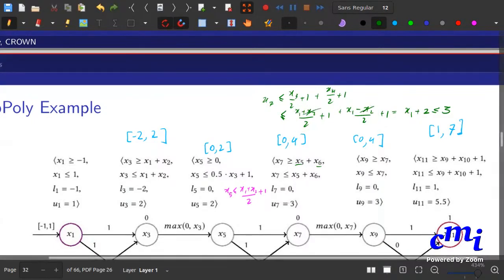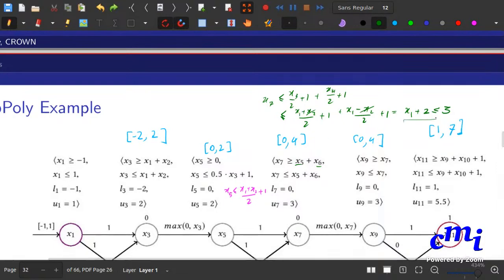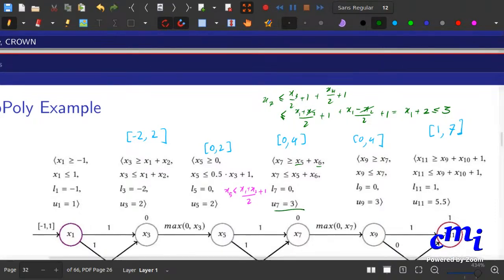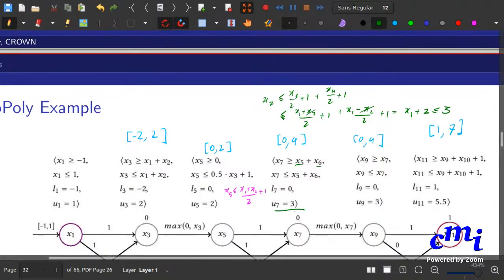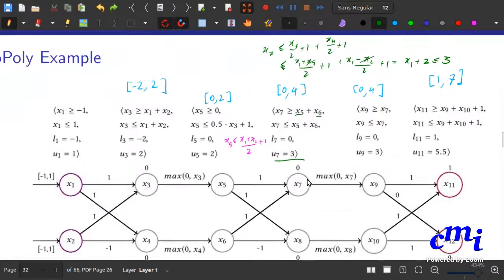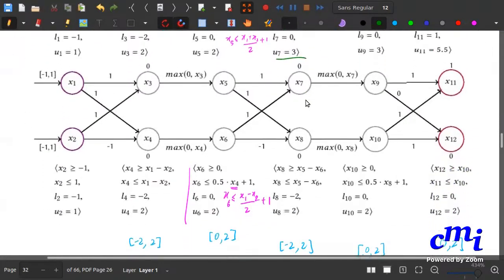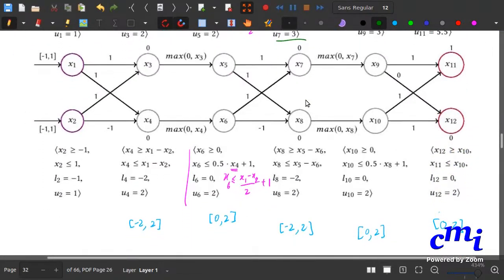Which basically cancels this guy's and this guy's contribution. And because of that, we are able to get a tighter bound. We're able to get the bound x1 plus 2, which turns out to be 3, right? So we end up getting an upper bound of 3. The lower bound still turns out to be 0. I'm not repeating the calculation for the sake of time, but the upper bound turns out to be 3. And notice that again, this is better than what we would have done purely by interval propagation. So any questions so far?